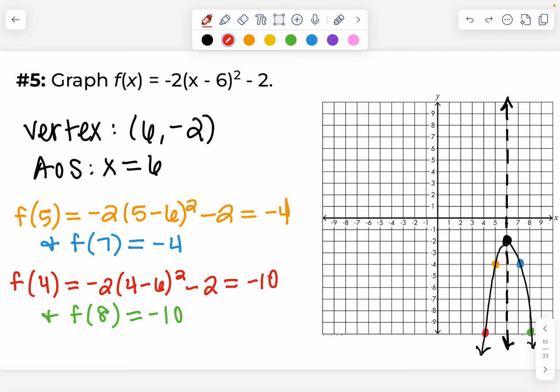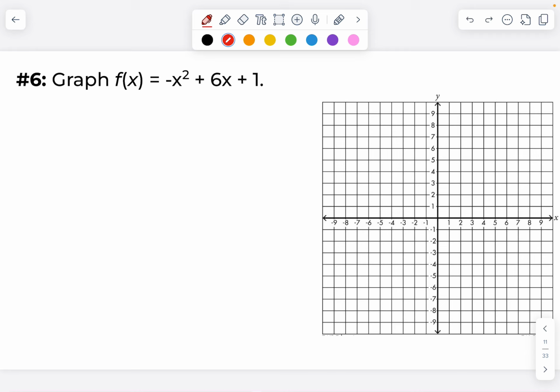So that is graphing a quadratic in vertex form. Let's now talk about graphing something in standard form. Remember, with standard form, we have to find the vertex in steps.